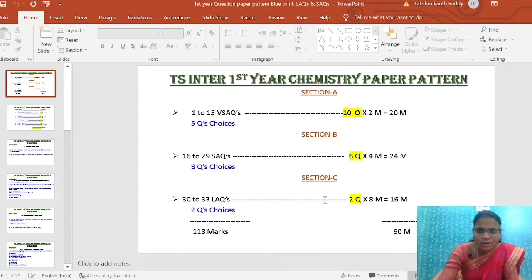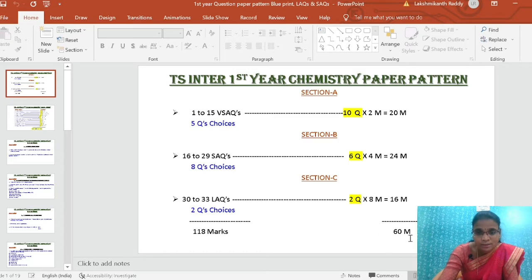Okay. Next, section C. Question numbers 30 to 33, that means 4 questions, are long answer type questions. In that, we need to write answers for only 2 questions. Each question carries 8 marks. So we will get 16 marks in this section.